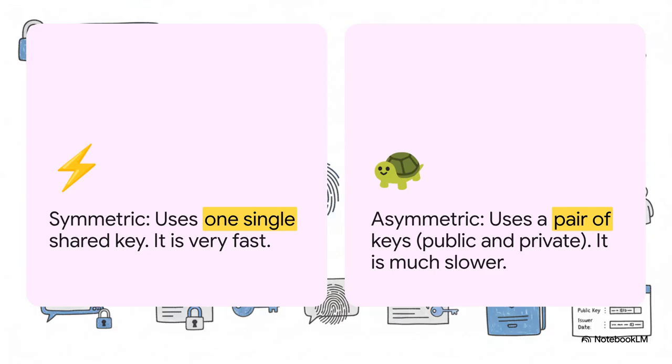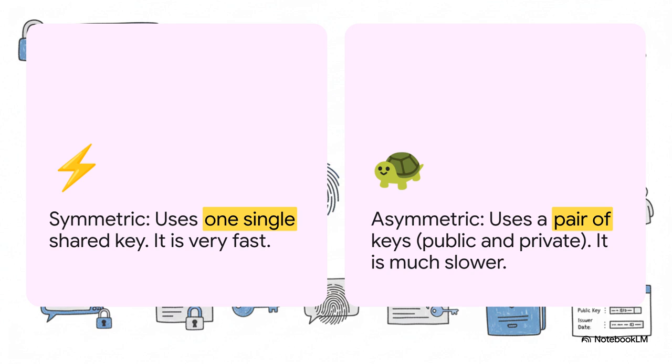So on one side, you have symmetric encryption. This is the speed demon. It's incredibly fast because it uses the exact same key to both lock and unlock the information. But there's a huge catch. How do you get that one secret key to the other person without somebody else stealing it? It's a classic chicken and egg problem.